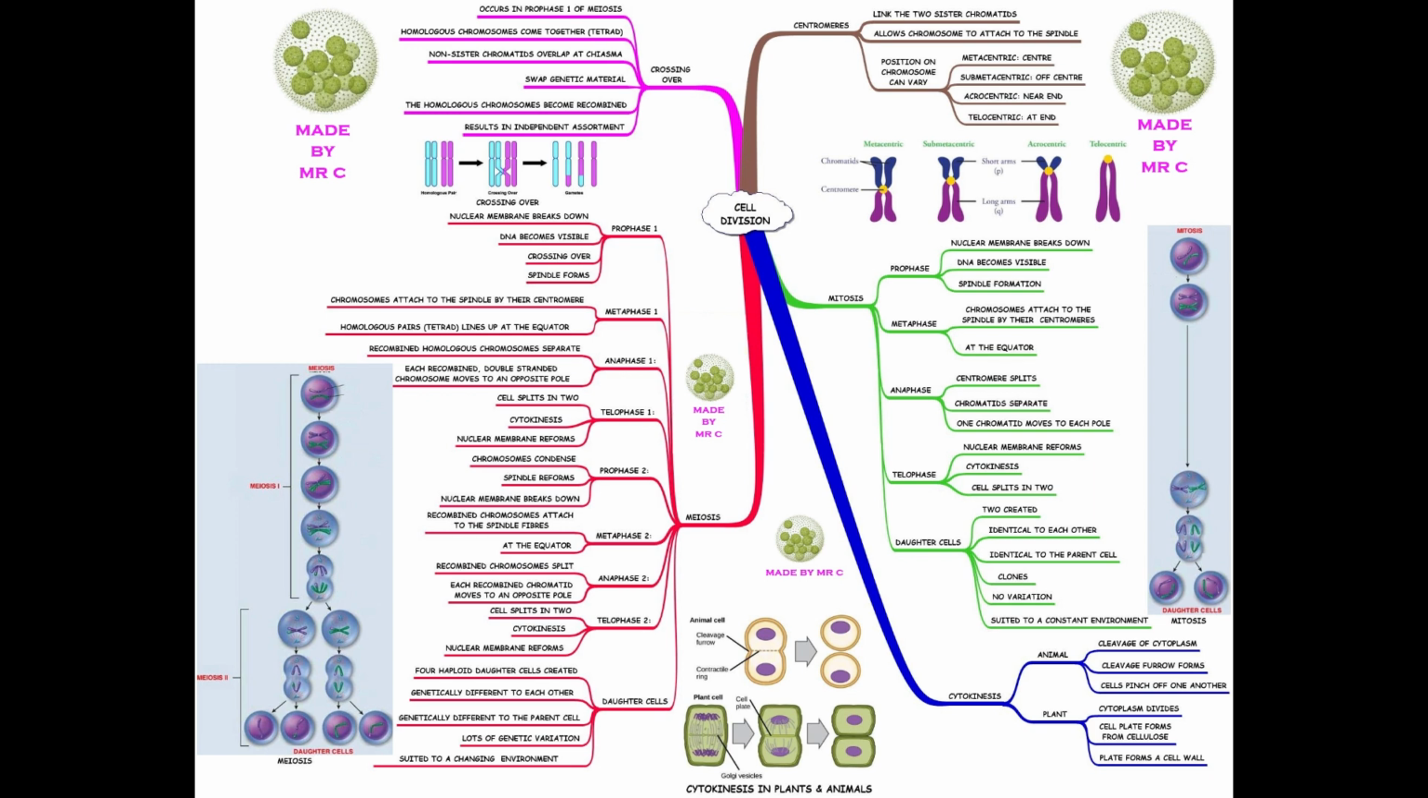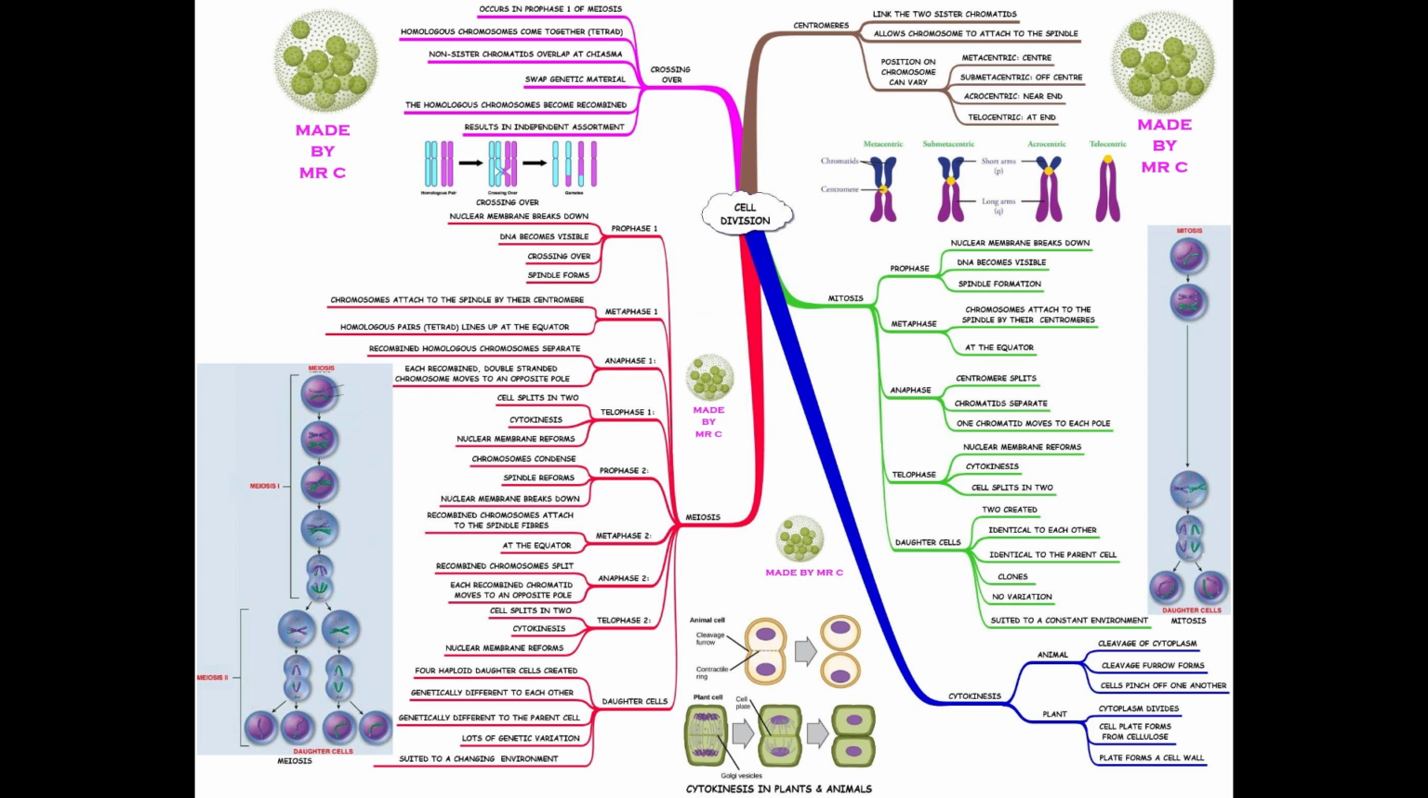Let's look at cytokinesis in a little bit more detail. In the animal cell, we have the cleavage of the cytoplasm, and it happens at the cleavage furrow. The cells pinch off and two daughter cells are formed. In a plant cell, though, the cytoplasm divides and a cell plate forms from cellulose. Okay, now let's look at meiosis.